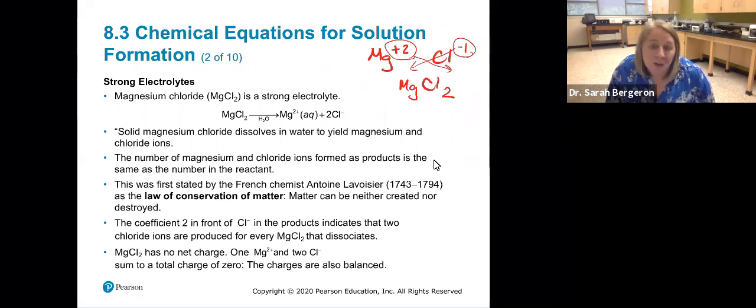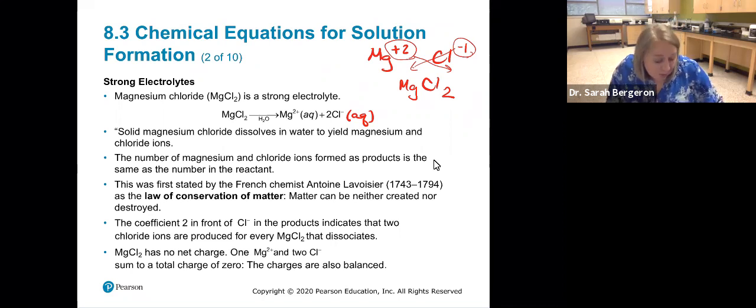Now, it is a strong electrolyte because when we put it in water, we get our ions. So our ions are Mg2+ aqueous plus 2Cl- aqueous. I don't know how they forgot that. Now, you can find the charges just by going to the periodic table. But what you have to be careful of is you have to make sure that you balance these equations.